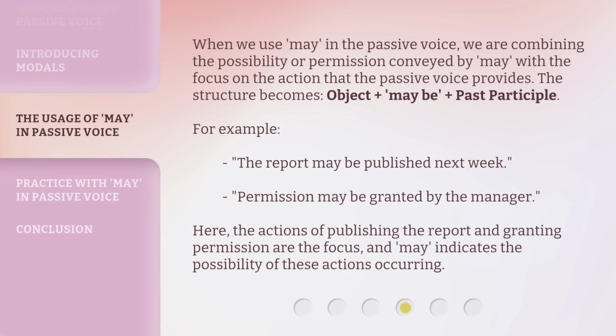When we use may in the passive voice, we are combining the possibility or permission conveyed by may with the focus on the action that the passive voice provides. The structure becomes object plus may be plus past participle. For example, the report may be published next week. Permission may be granted by the manager. Here, the actions of publishing the report and granting permission are the focus, and may indicates the possibility of these actions occurring.